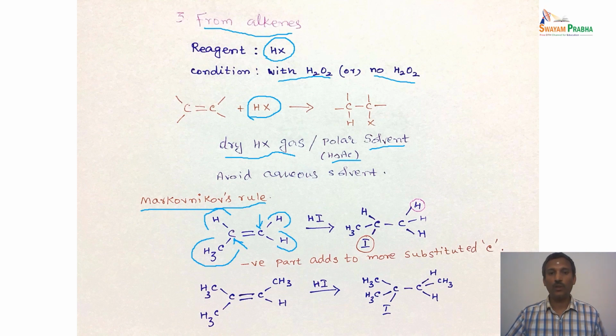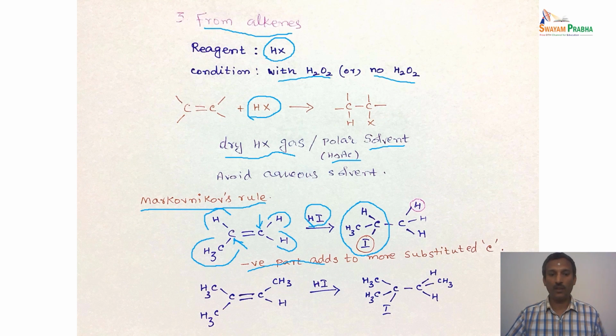So Markovnikov identified this first, and then he proposed the Markovnikov rule. According to this rule, whenever HX is added across an unsymmetrical alkene, the negative part, which is the iodide, adds to the most substituted carbon, that is the most branched carbon, and the hydrogen adds to the other carbon. So this is the Markovnikov product.